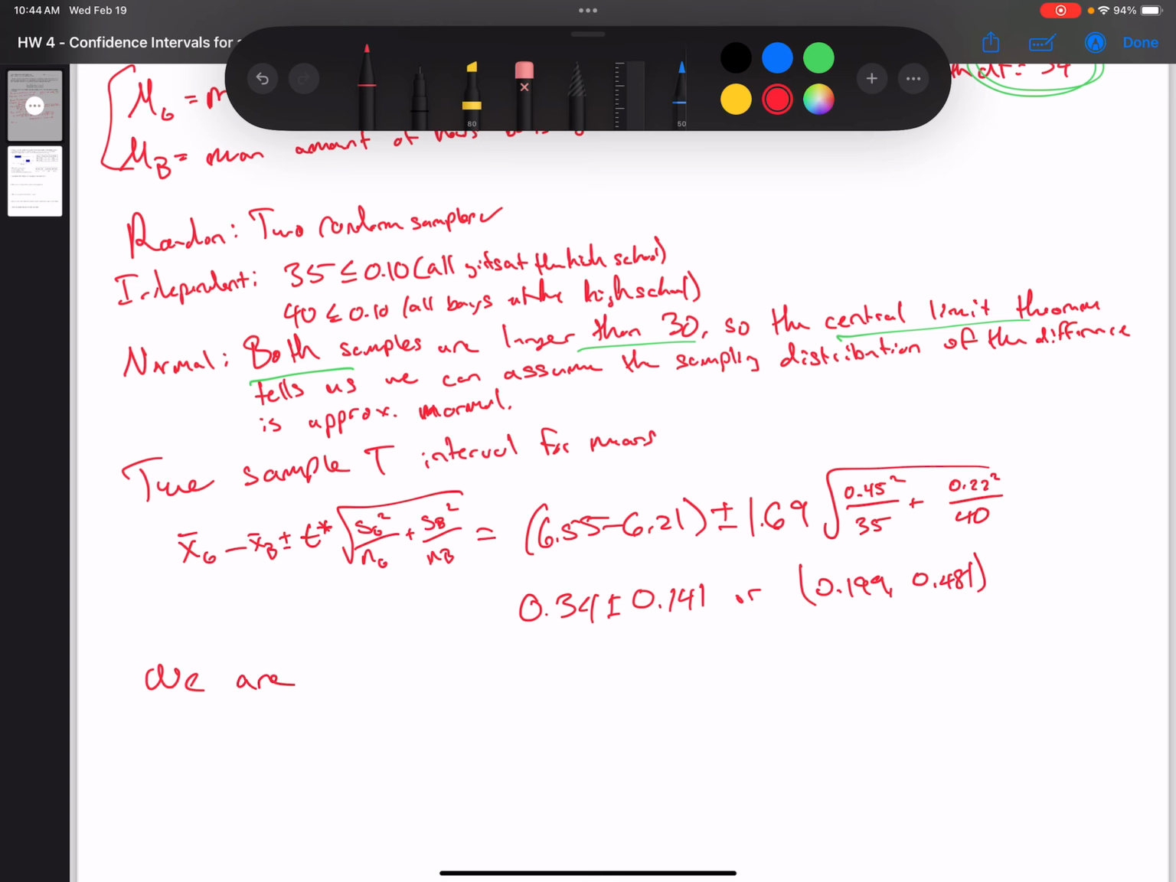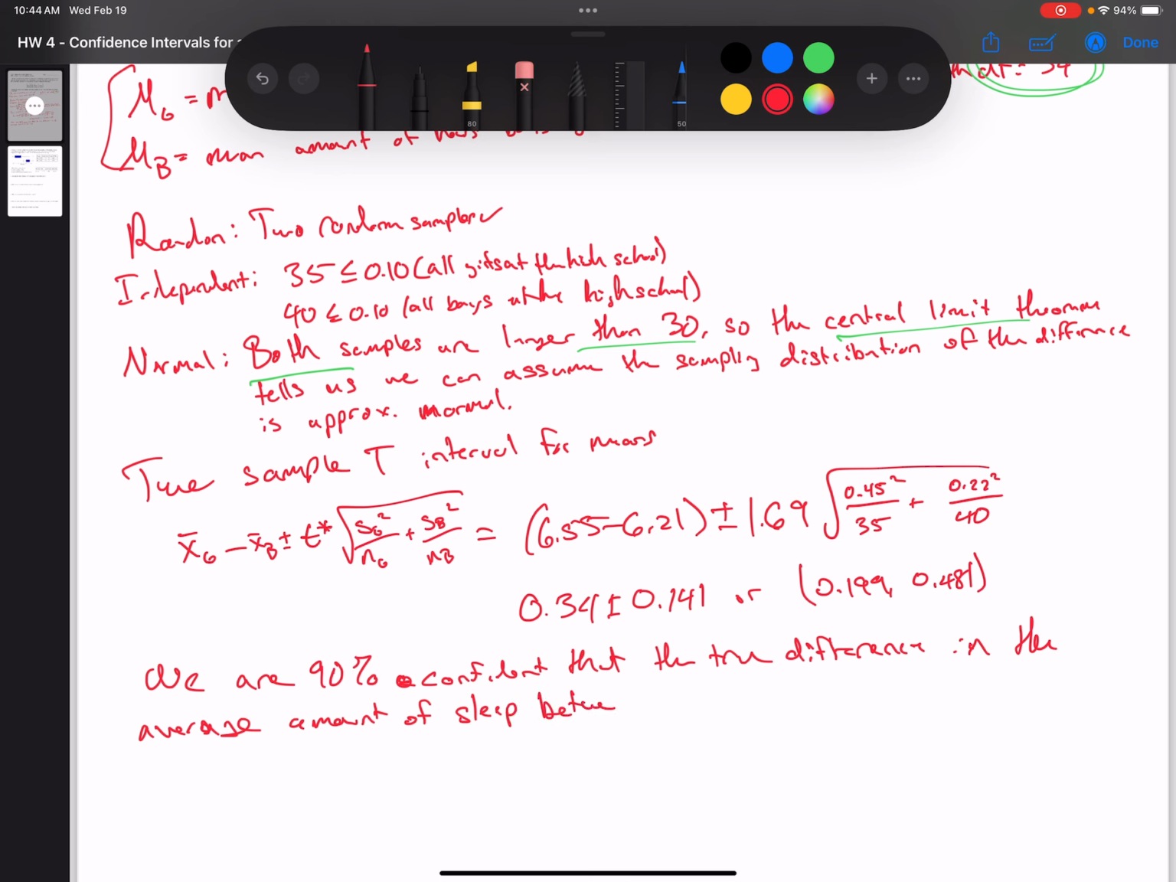So, conclusion: we are 90% confident that the true difference in the average amount of sleep between girls minus boys is between 0.199 and 0.481 hours.